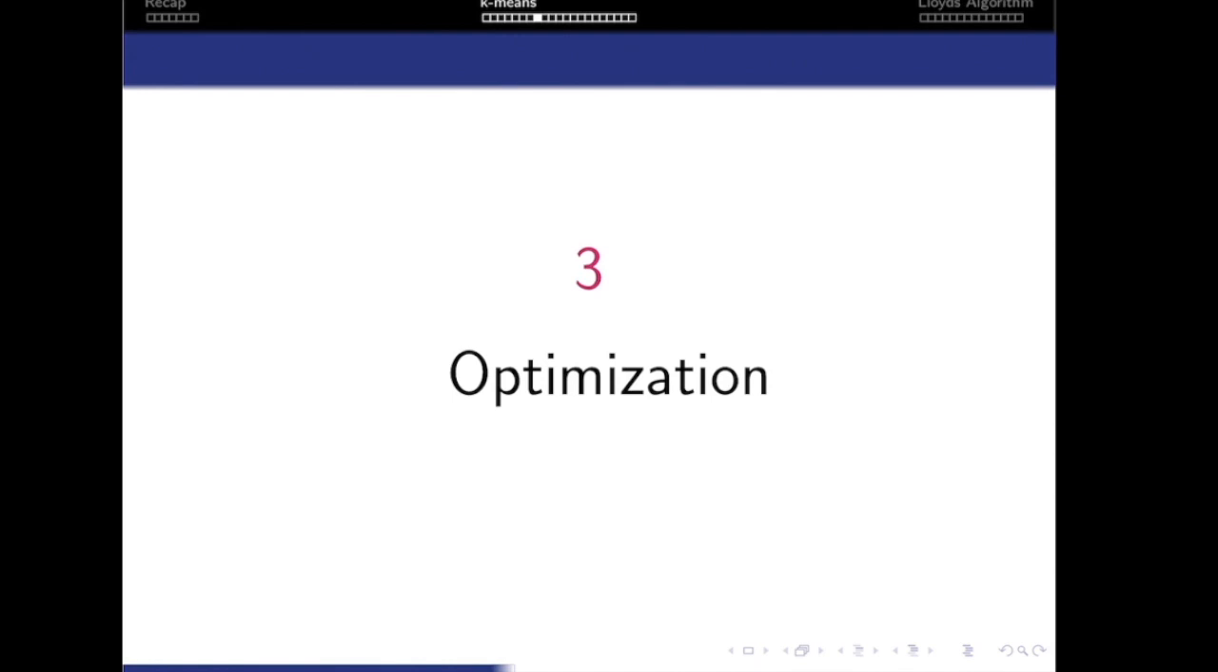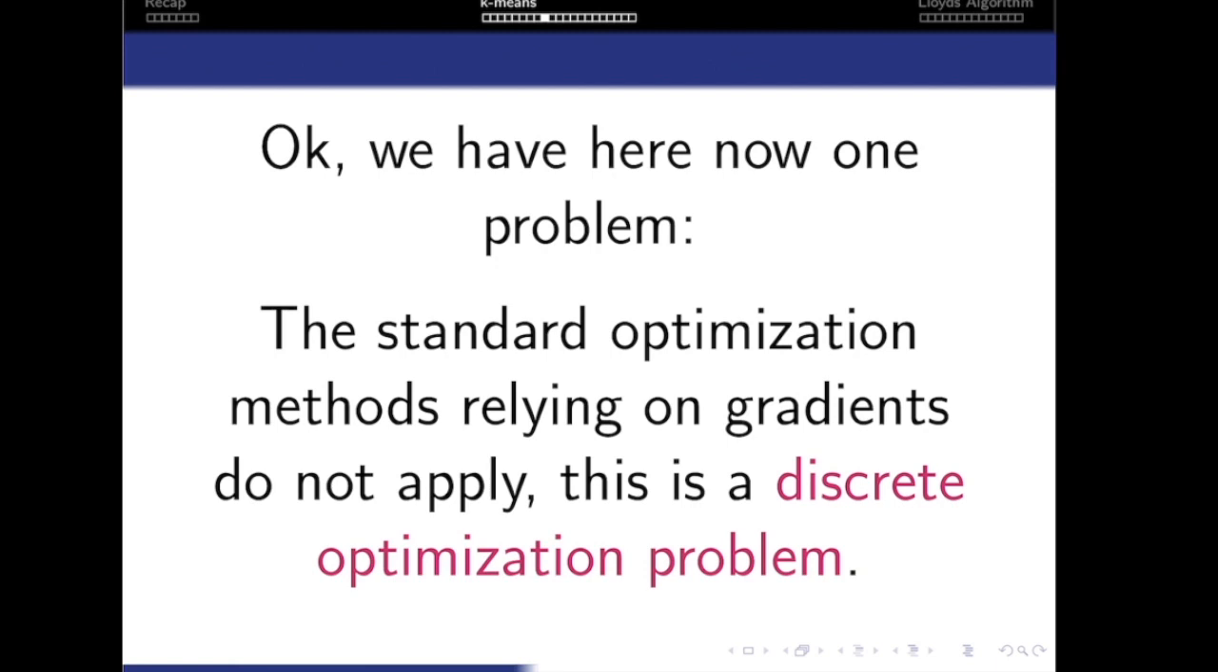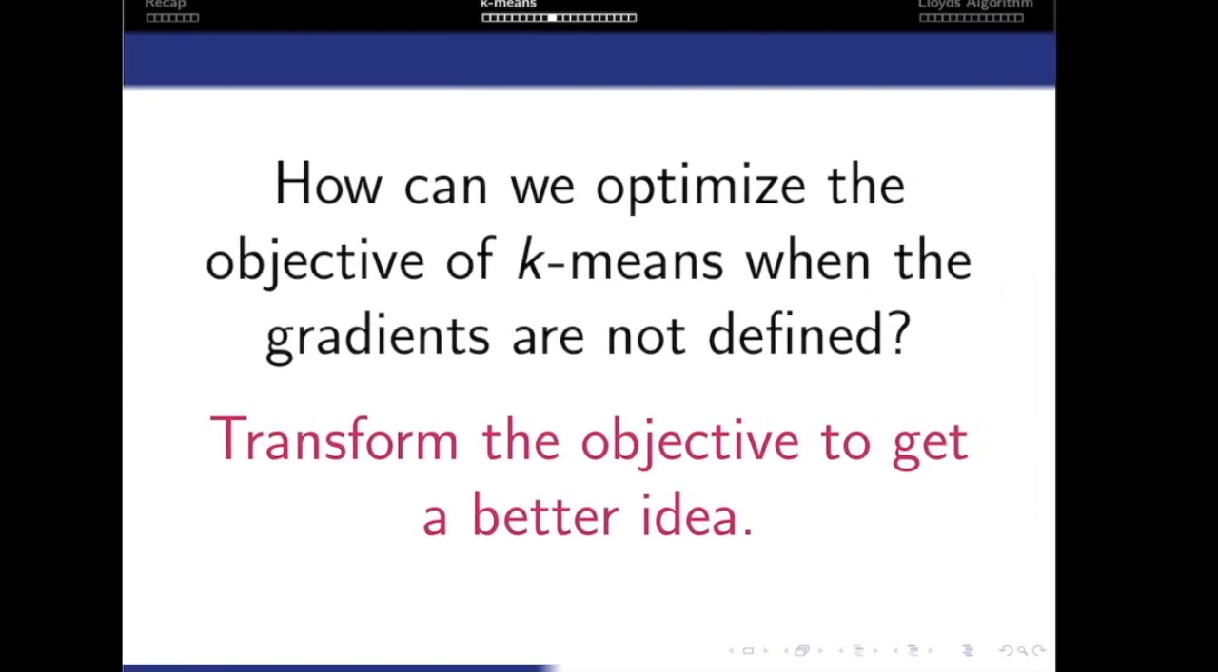Now the question is, how can we optimize this? And we have a problem here. The standard optimization methods which we have used so far in this lecture do not apply. We cannot use them because we have a discrete optimization problem. We're minimizing over a partition. So we want to find the best partition, and we cannot compute the gradient of a partition. So how can we optimize the objective of k-means when the gradients are not defined? What we do now is transform the objective to get a better idea how to approach this problem.